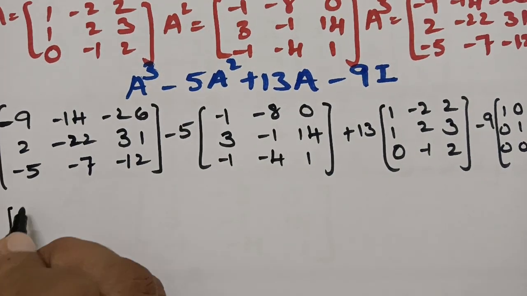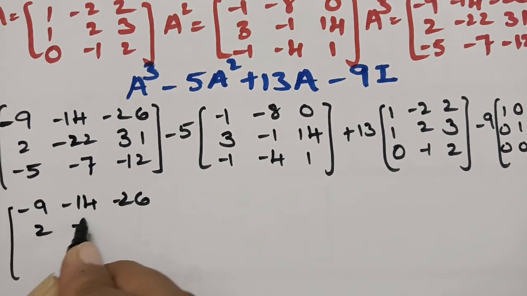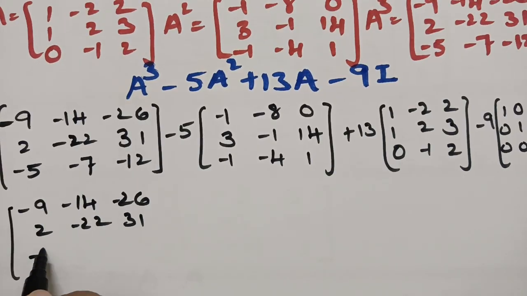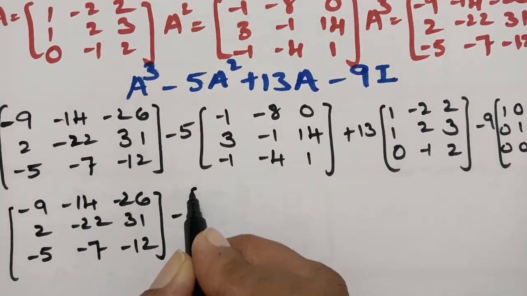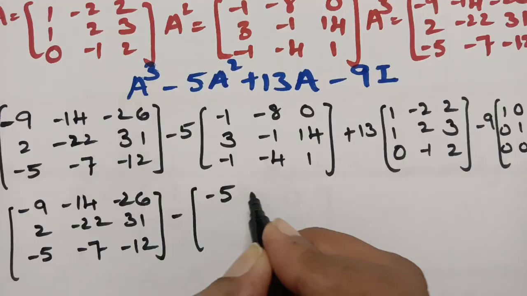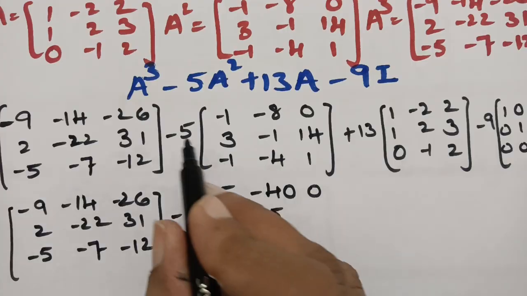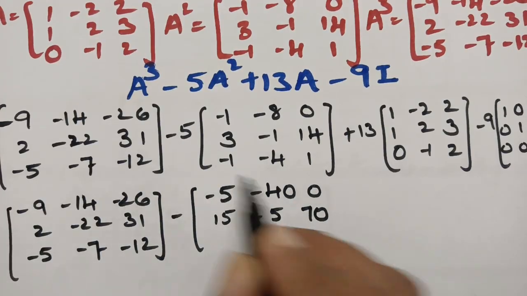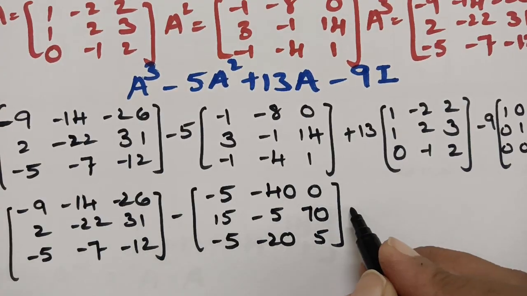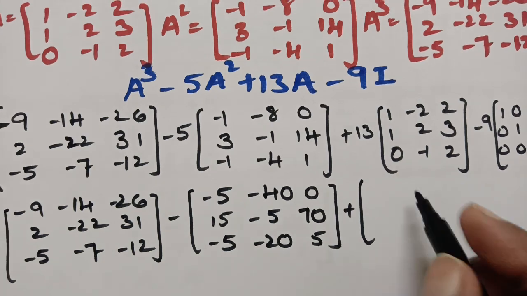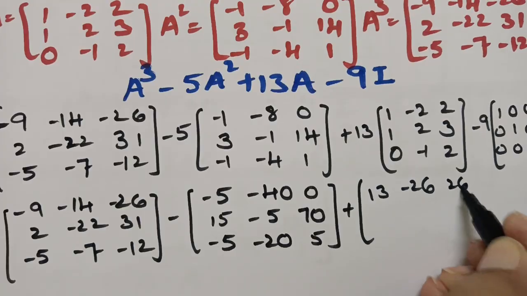So here this is going to become, this is minus 9 minus 14 minus 26. This is 2 minus 22. This value is 31. So this is minus 5 minus 7 minus 12. Clear? So if I send minus inside, so this is minus 5 minus 40, 0 and this is 5 3s are 15 minus 5 and this is 70 and this is minus 5 minus 20 and into 5. And here, so if I multiply with 13, so 13 ones are 13, 13 twos are minus 26 and this value is plus 26.